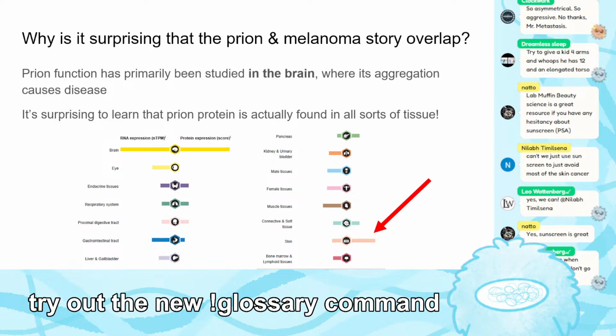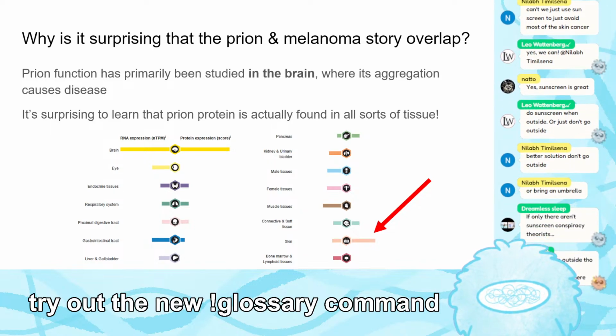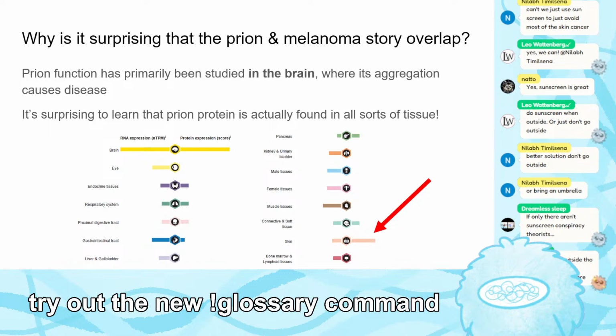And you can see that in the brain, there's a lot of prion protein, but not a lot in the eye, even though it has a lot of prion mRNA. What I'm surprised by is that the second most populous region for the prion protein is in the skin, and that's really shocking. Really, really shocking.